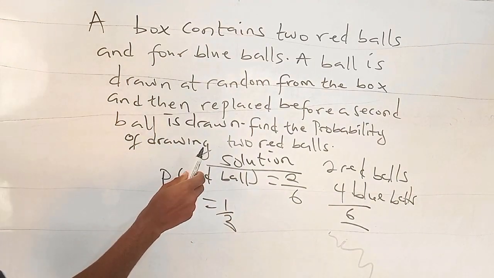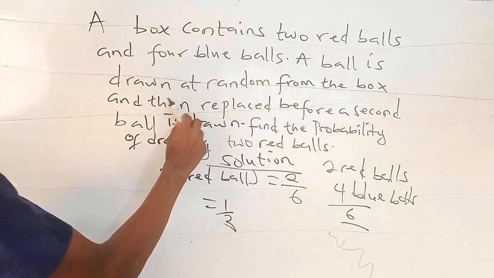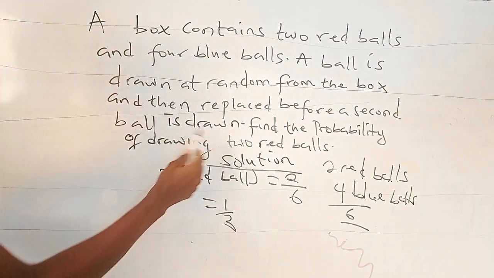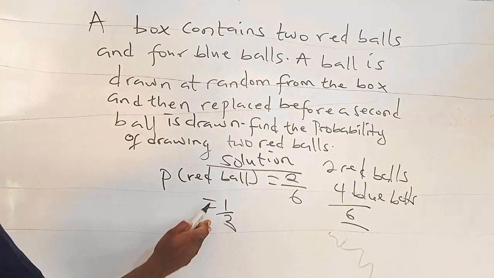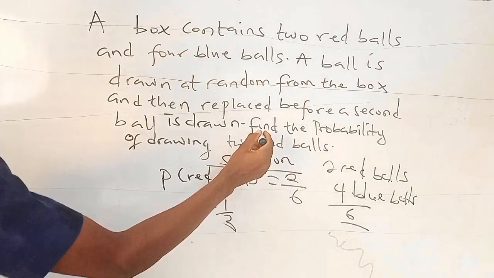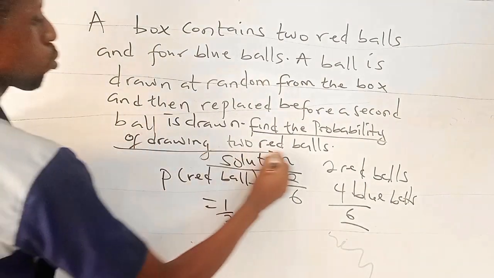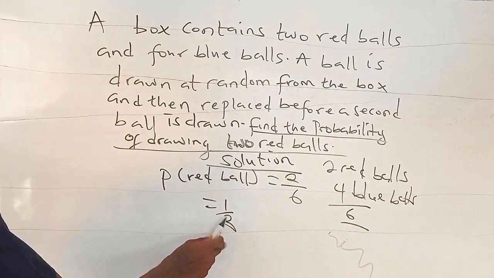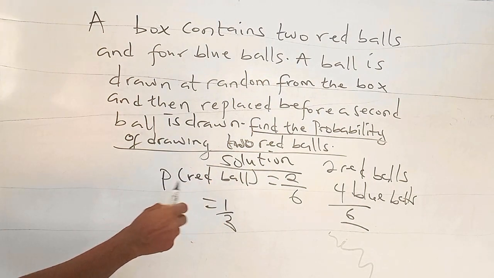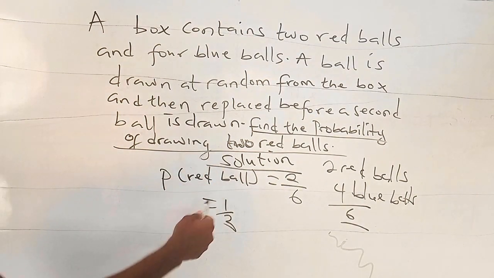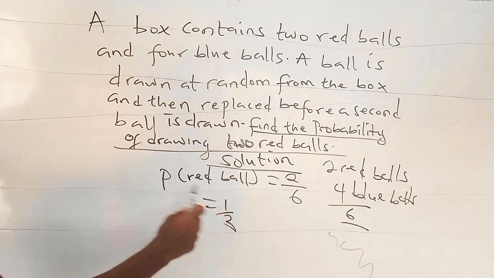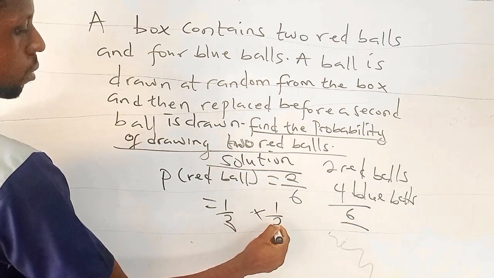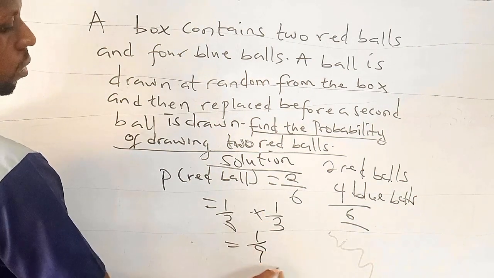Now the question says a ball is drawn at random from the box and then replaced before the second ball is drawn. So we already know the first one to be 1 over 3. We are now asked to find the probability of drawing 2 red balls. The probability of drawing the first red ball is 1 over 3. Since the ball is replaced before the second draw, the probability of drawing a red ball on the second draw is still 1 over 3. So we multiply by 1 over 3, and we have 1 over 9.